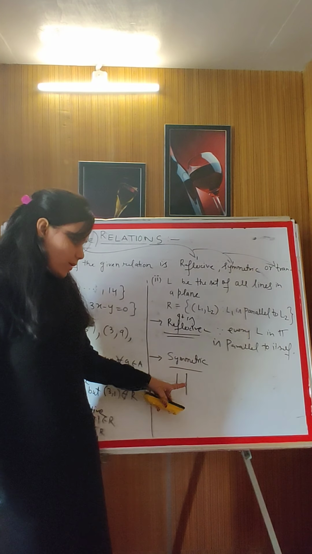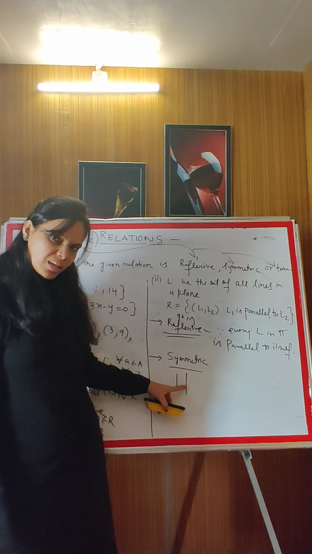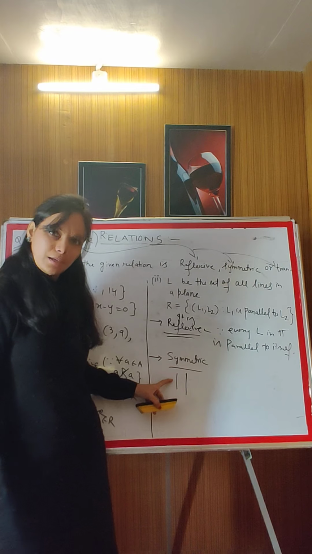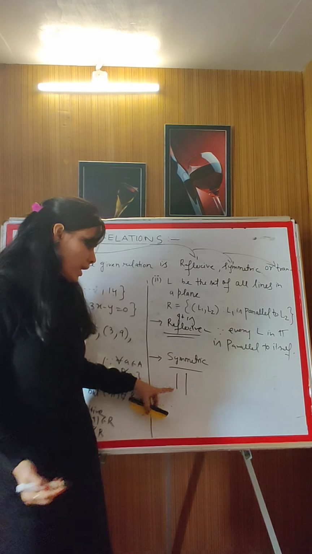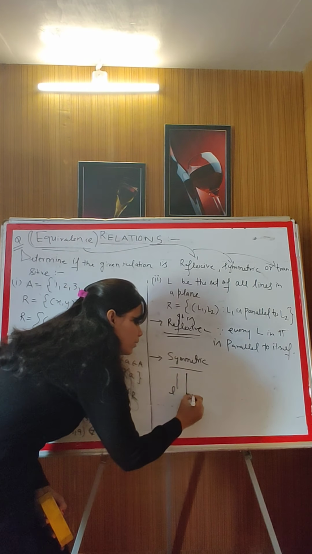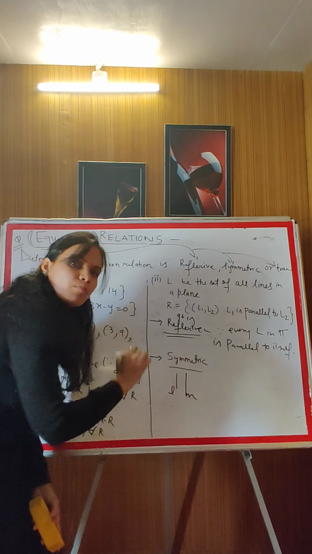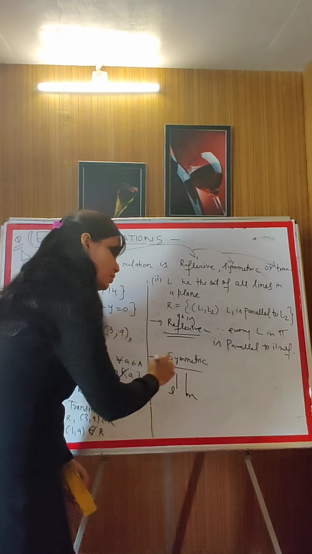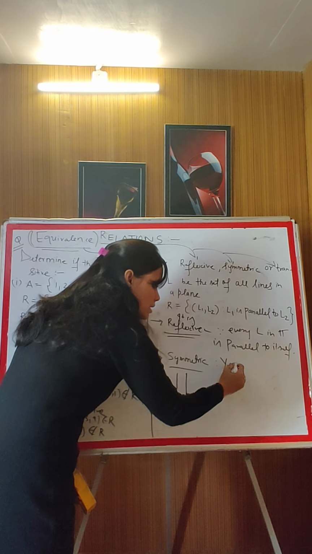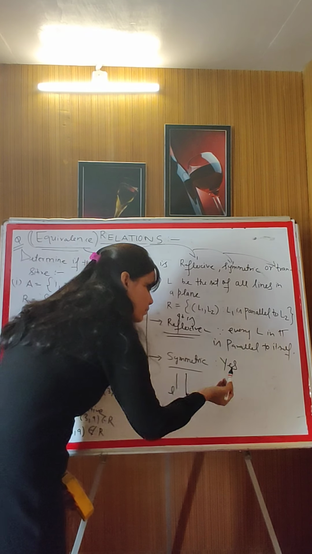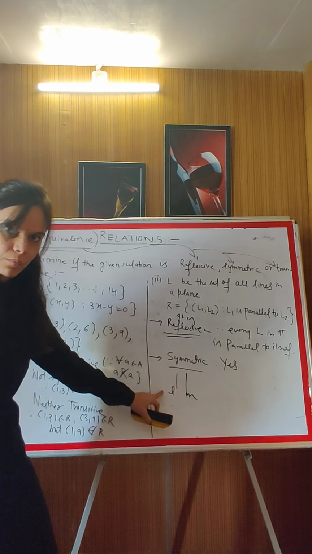If this line is parallel to this line, is the reverse not true? Yes, the reverse is also true. If line L is parallel to line M, then line M is also parallel to line L. Therefore, it is symmetric. It is very clear from the diagram itself.